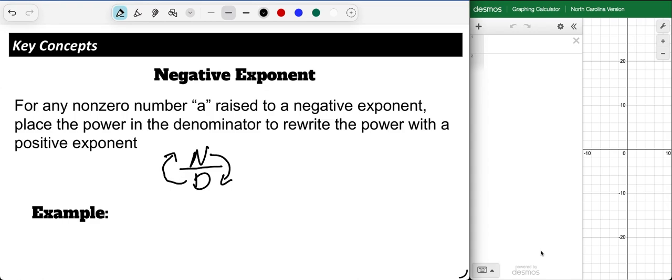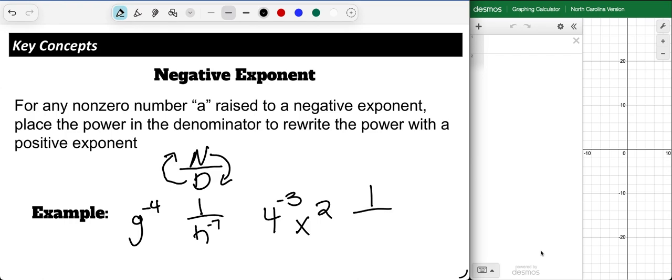Now, to give you an example of what negative exponents will look like, we have one that's g raised to the negative 4th power, or you will see 1 divided by h raised to the negative 7 power. You can even see 4 to the negative 3 power x squared. Or, to give you one more, 1 divided by 2x to the negative 5 power.